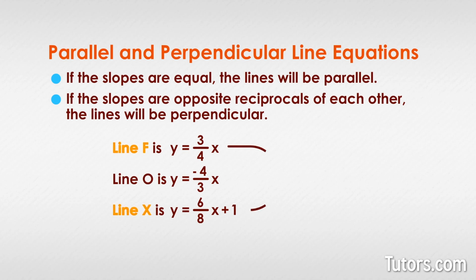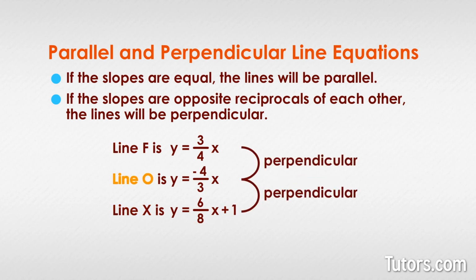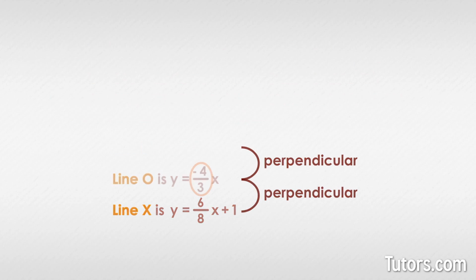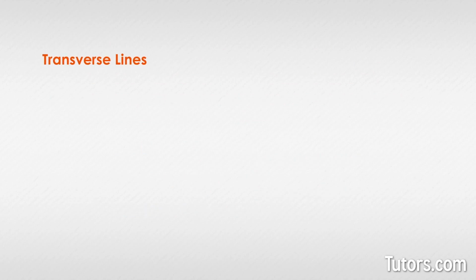Lines F and X are parallel, separated only by a difference of 1. The fraction 6 over 8 simplifies to 3 over 4, and adding the 1 moves line X 1 unit away from line F. Line O is perpendicular to lines F and X because it has an opposite reciprocal of 3 over 4. Finally, we have transverse lines or transversals.